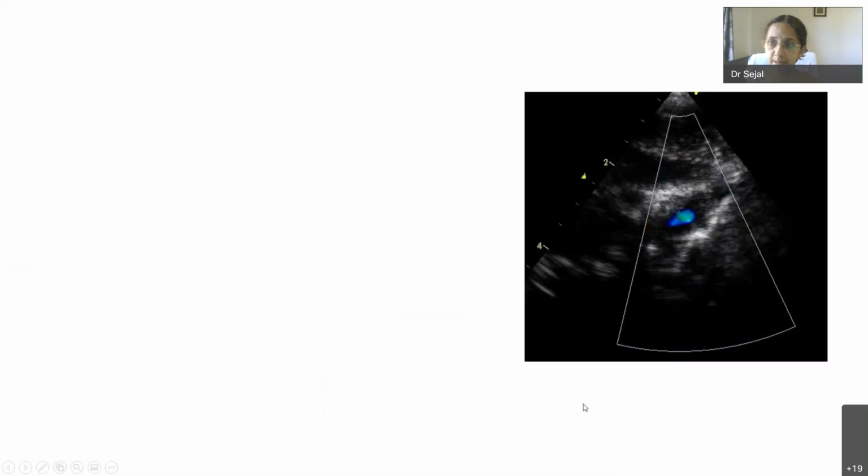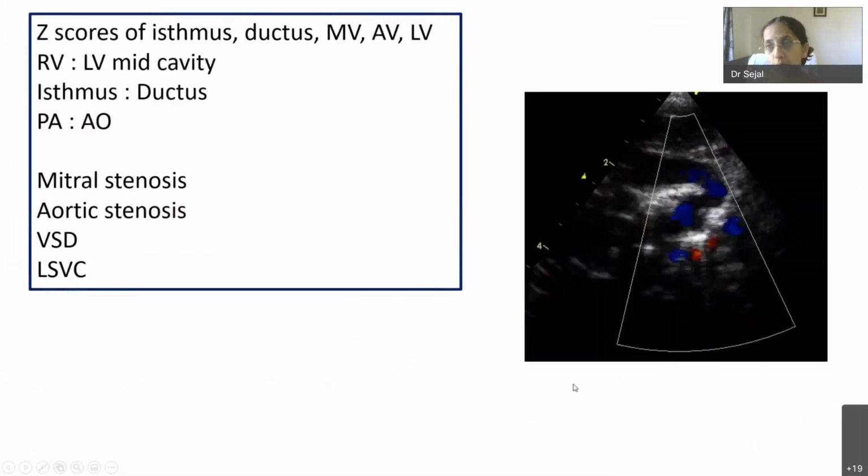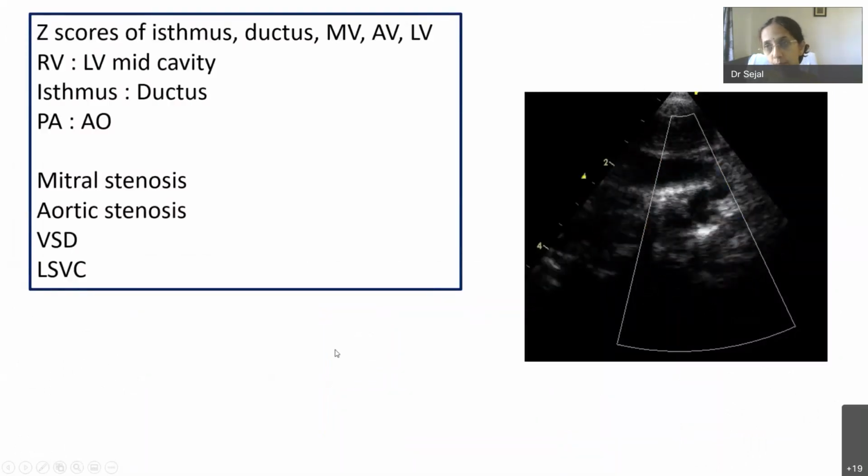So when I suspect a ventricular disproportion, what all will I take? Very important that you see for RA and RV dilatation, which is almost equal. If it is equal, then you find the Z-scores of isthmus, ductus, and individual left heart structures, and then compare the right and the left heart structures in terms of mid-cavity, isthmus, ductus ratio, see for additional lesions.